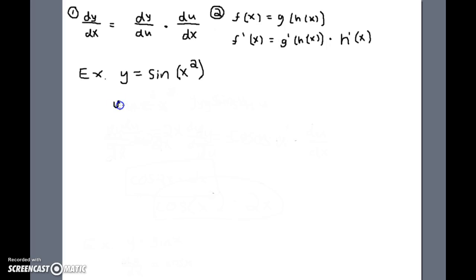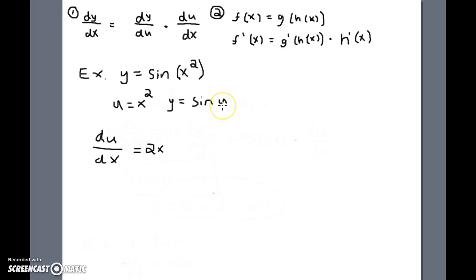We're going to say that u equals x squared. And remember that x squared is the inside function. In which case then, if we know that u equals x squared, that means then we can rewrite this as y equals sine of u. Now let's differentiate each function here. So in this case here, we are going to be differentiating x with respect to u, which means that the notation is going to be du dx equals 2x, and that is derived from the power rule.